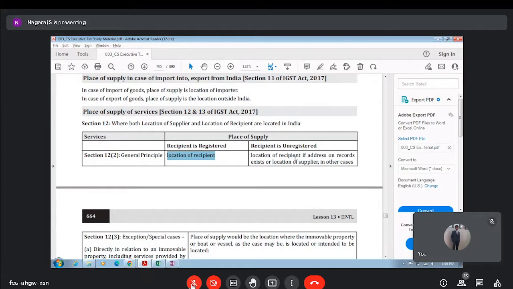What is the generic rule? 12.3, 12.2 is the generic rule. What is that generic rule? If the person is registered, then the location of the recipient. If the person is unregistered, then whatever address is available with the supplier, that address, or if the address itself is not available, then it will be the location of the supplier.